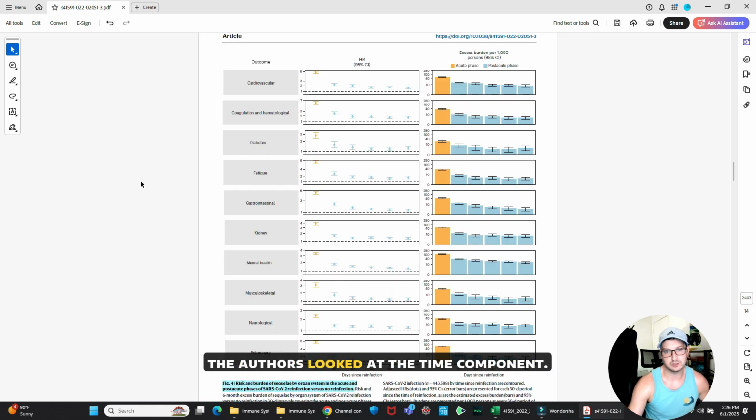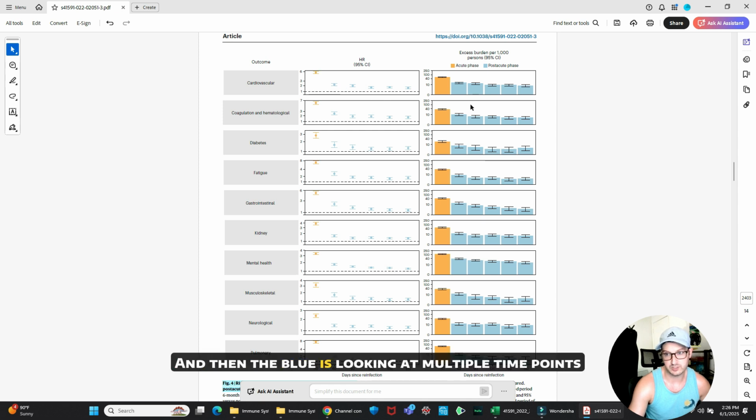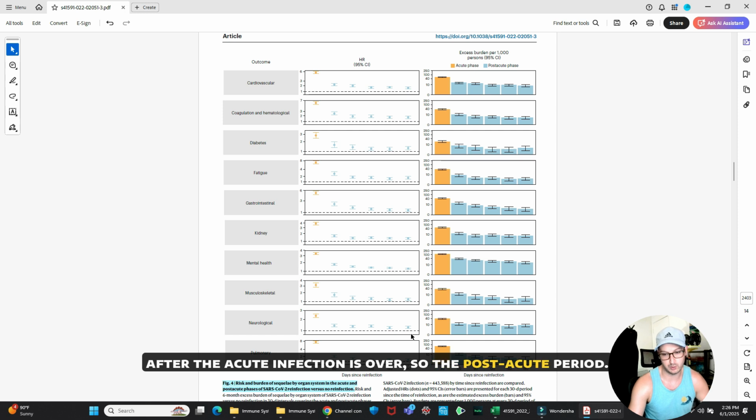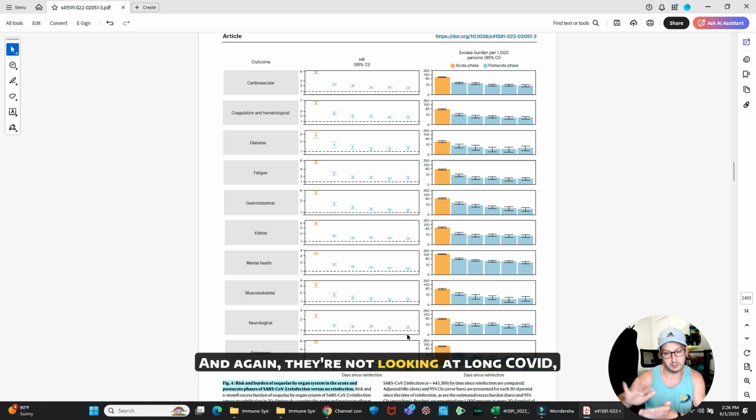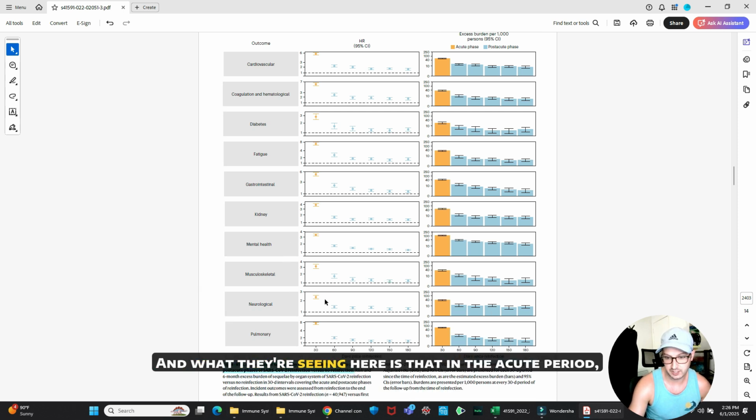Following this, the authors looked at the time component. So acute infection would be this orange here in the first column, and then the blue is looking at multiple time points after the acute infection is over, so the post-acute period. And again, they're not looking at long COVID, they're just looking at adverse health outcomes following a COVID infection and a COVID reinfection. And what they're seeing here is that in the acute period, you have the highest risk of having bad health outcomes. And this is sort of attenuating over time.